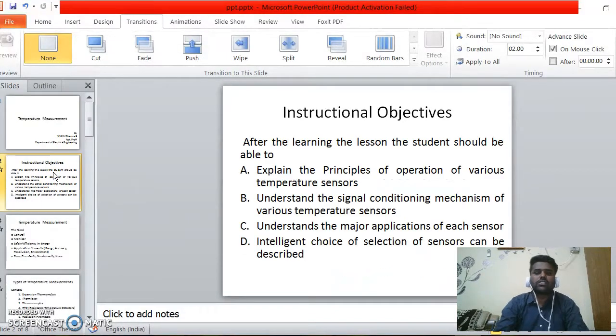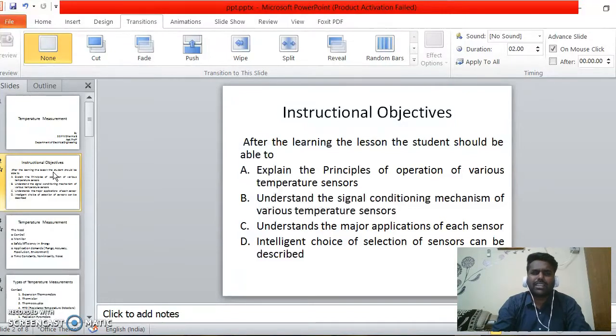The instructional objectives of this lecture: after the learning process is completely done, the student could be able to understand the principles and operations of the various temperature sensors that exist in the industrial environment. Then, he can understand the signal conditioning mechanisms that are involved in the various temperature sensors.